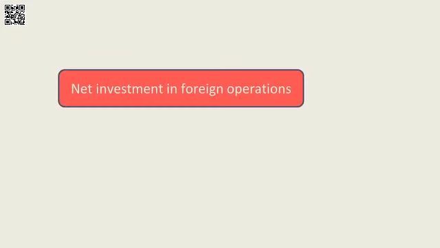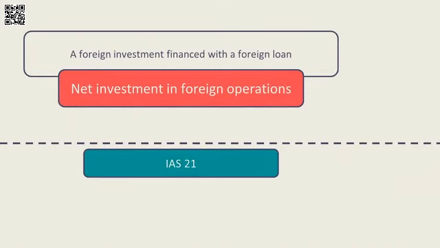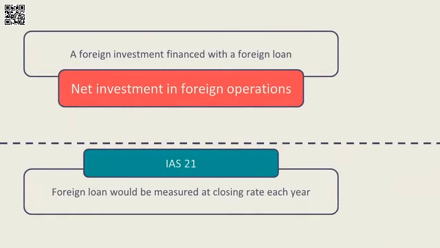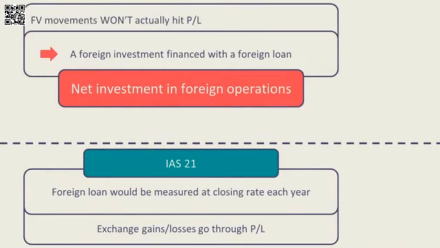There's one minor example to look at next, and that's net investment in foreign operations. And this would be a situation where we are having a foreign investment and we are financing it with a foreign loan. Now, under IAS 21, if you were to have a foreign loan, that foreign loan would have to be measured at year-end closing rates each year, and exchange gains and losses would have to go through the profit and loss account. However, if that loan is being used to finance a foreign investment, it could be that fair value movements on the investment won't actually hit the profit and loss account until you sell the investment.